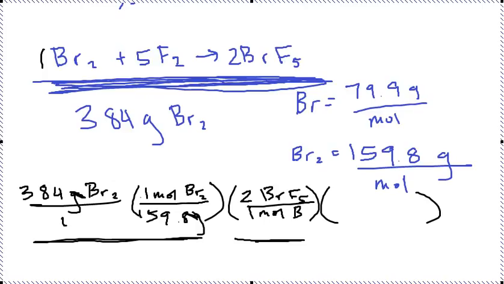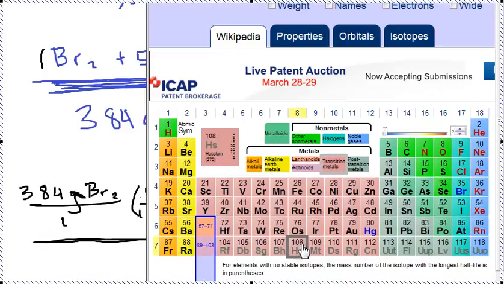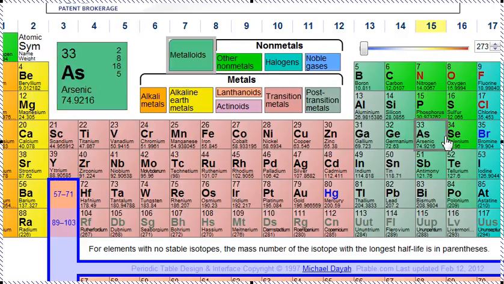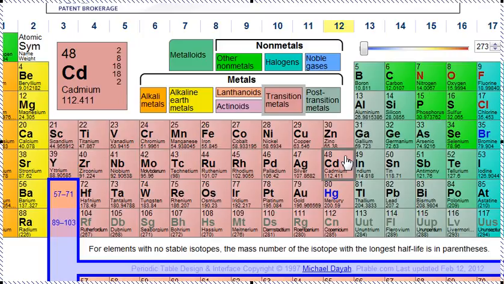Well, to do that, you're going to need yourself a periodic table, and you've got bromine, which is 79.9, fluorine, which is 18.99. So 79.9 plus 18.99. I don't know why we don't round it and just make it 80 plus 19.